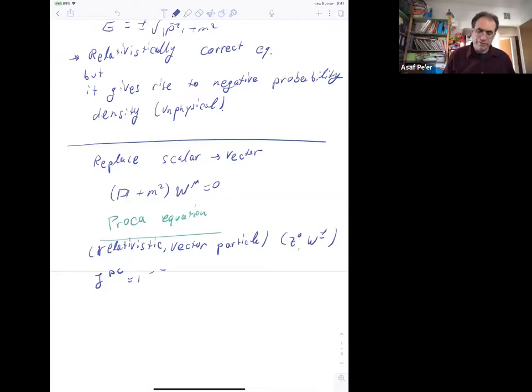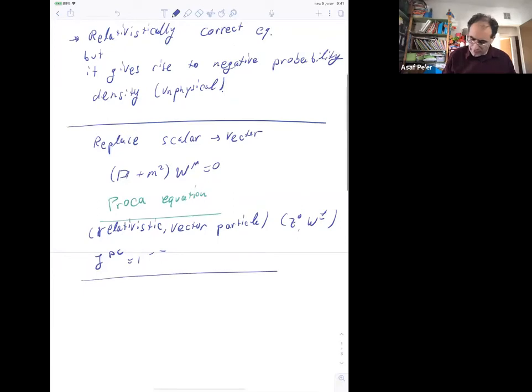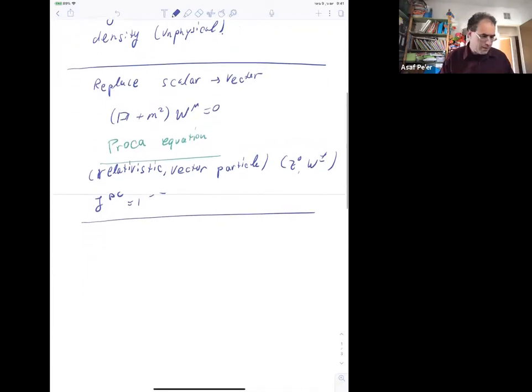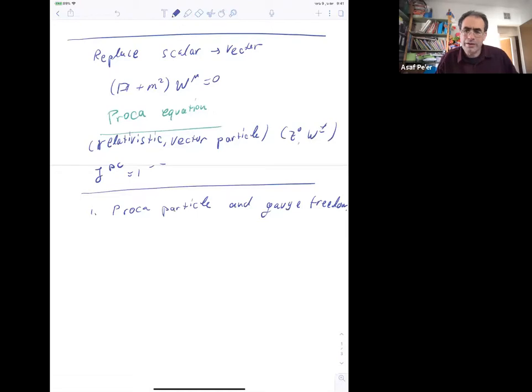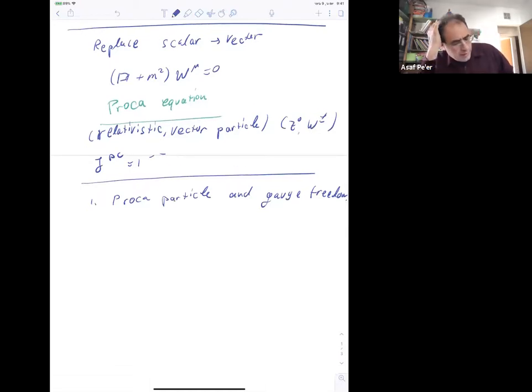I want to say, not too long, a few things about the Proca particle. So a few comments about it. Well, it's more than a comment, right? So one is about the Proca particle and the gauge freedom. So, basically, we can think of a Proca particle as a massive extension of the photon, right? So remember that we took the wave equation of the photon and we simply added a mass.